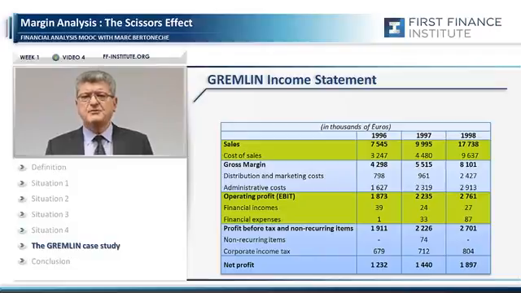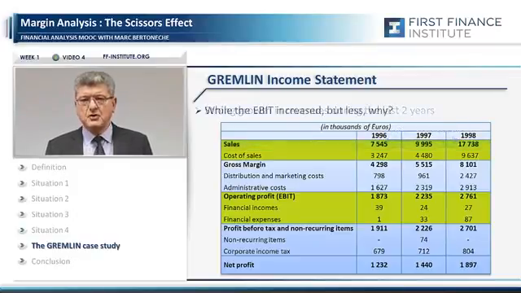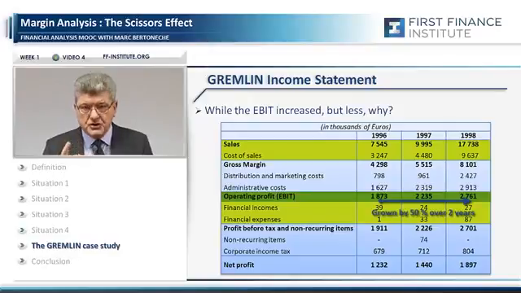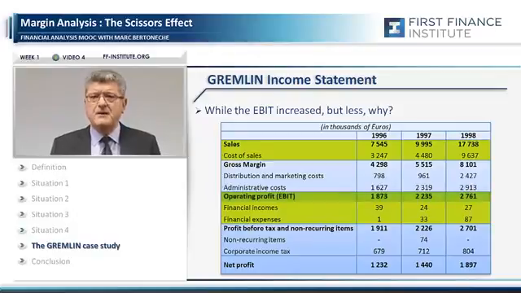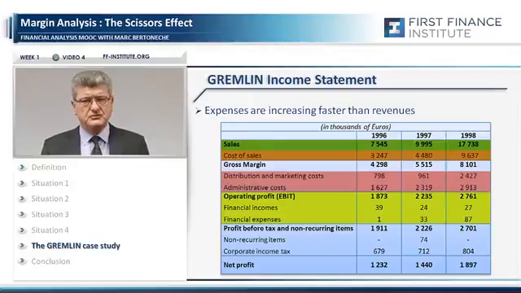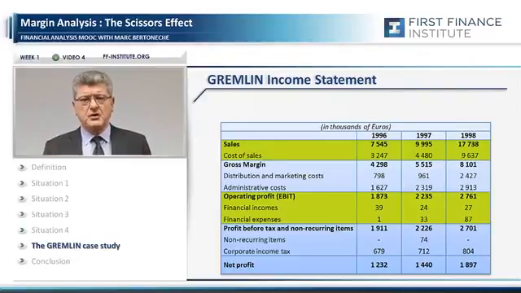We have seen in the previous video that sales have been growing in the last 2 years at a rate of roughly 50% per year, while the operating profit, the EBIT, has only, if I can say so, grown by 50% over a 2-year period. Many companies would be more than happy to have such a growth in their EBIT. But in the case of Gremlin, as expenses are increasing faster than revenues, we have a perfect illustration of the scissor effect. We already reviewed in a previous video the main reason for such an increase in cost.